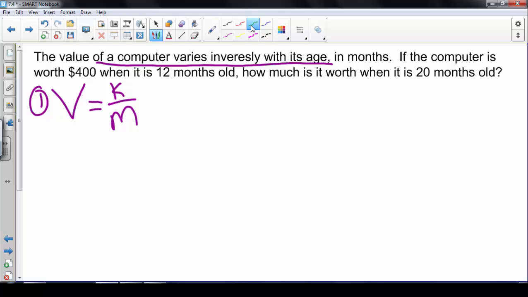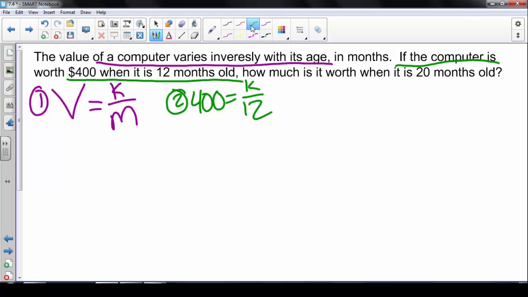Second up, if the computer is 400 when it's 12 months old. So that's the second piece of information that we're given. So we know the value is 400 when it's 12 months old. We use this to figure out what our constant of proportionality is. Multiply both sides by 12.